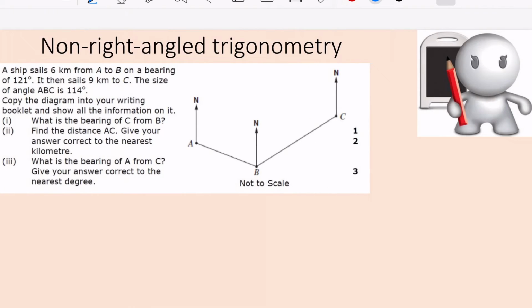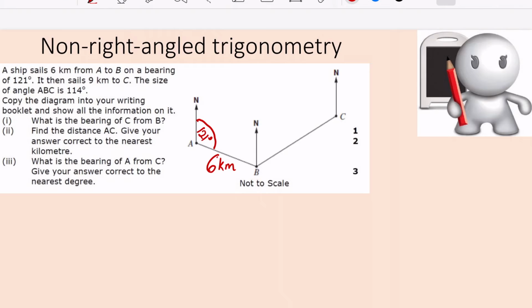Now our next question involves lots of concepts. The first thing we're going to do is transfer some of the written data onto this diagram over here. So let's begin. A ship sails 6 kilometers from A to B. Has that been transcribed on the diagram? No, it hasn't. So let's do that ourselves. From A to B is 6 kilometers, and it's traveling on a bearing of 121 degrees. So let's note that down. From the northerly direction to this line over here, we're going to have 121 degrees.